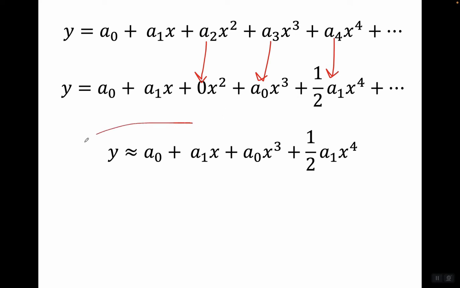So we can write the first four non-zero terms of the power series in this way. y is a0 plus a1x plus a0x cubed plus 1/2 a1x to the fourth. Again, we just chose the first four terms. You could go on ad infinitum, but those are the first four non-zero terms.